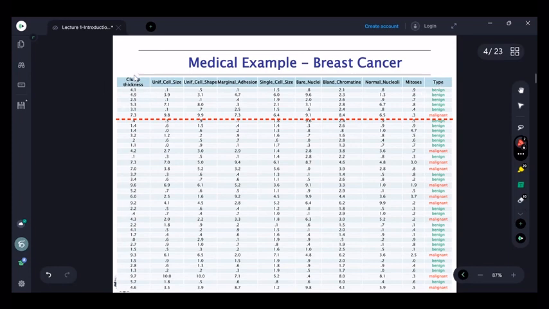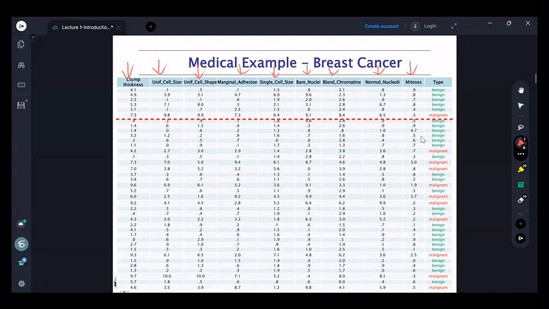So for each column, this is just the number, right? The first column, second column, third column, fourth column, fifth, sixth, seventh, eighth, and ninth. So we have named columns here.